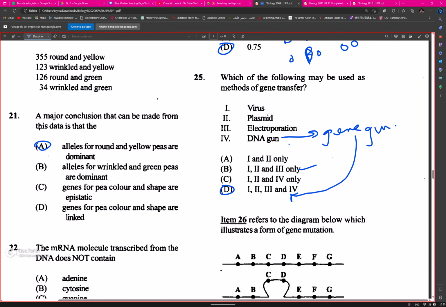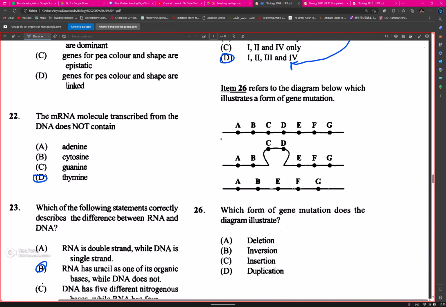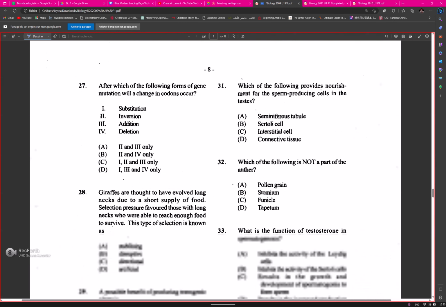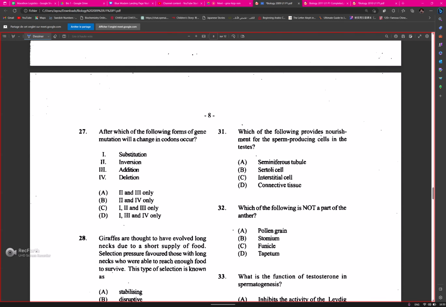What's happening here? Which form of gene mutation does the diagram illustrate? Beautiful. Twenty-seven. Which of the following forms of gene mutation will have a change in codons occur? So it's frameshift, right? Alright, so we're going to have this as the best answer here.